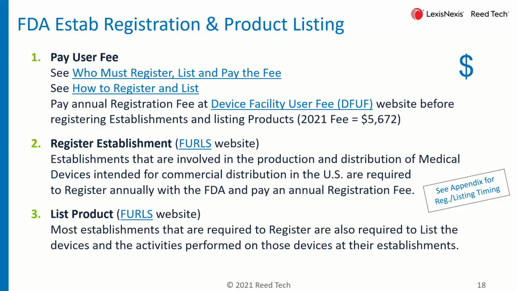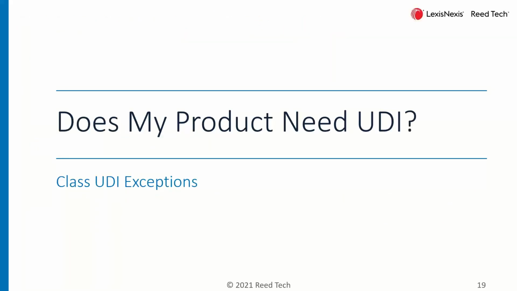Let's start off with those regulations. One is that you would pay a user fee. So there's a number of links here that talk about that. If you've never done that, you definitely want to do a little bit of research and understand that user fee. That is connected to registering your establishment and listing your product. So both those, number 2 and number 3, are performed on the FURLS website. This is an FDA website. It's free to access an account, and you do identify your establishment, put some contact information in, and then list your products. Once you've done this preliminary, the next question is whether or not you need to have UDI.